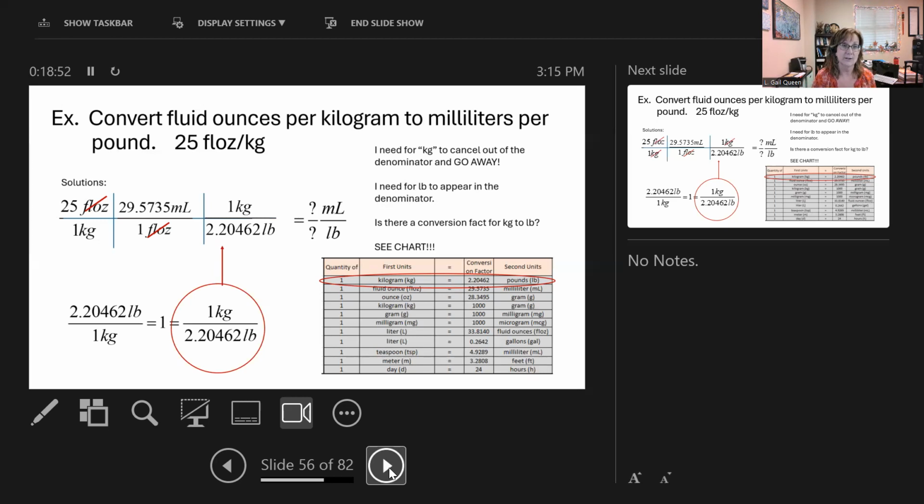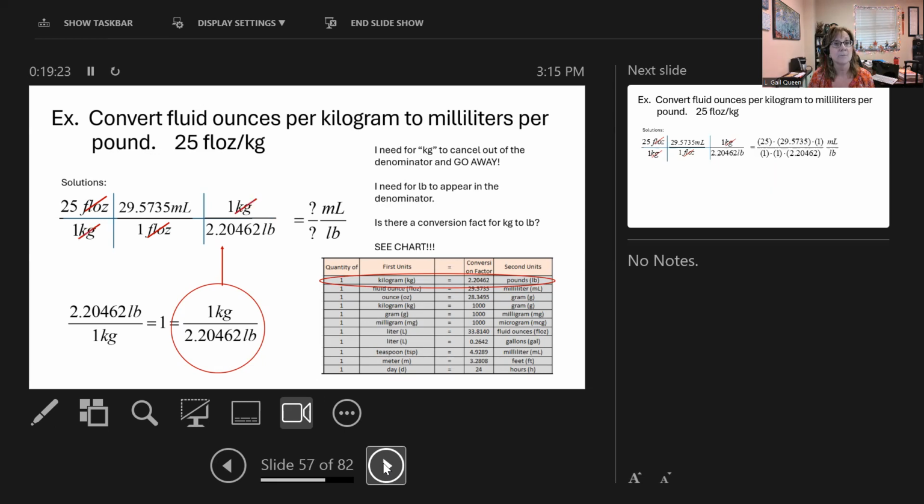So I can use this equivalency to build two fractions that are equivalent to 1. I can either put the 1 kilogram on the bottom and the 2.2 pounds on the top, or I can put the 1 kilogram on the top and the 2.2 pounds on the bottom. So I need to choose one of these two fractions in my problem. And remember, our goal was to have the units of kilogram cancel out and go away. So I'm going to pick the second fraction here and plug that in. And now I've got kilograms on the top of my fraction and kilograms on the bottom. These units of kilograms will cancel out and go away.